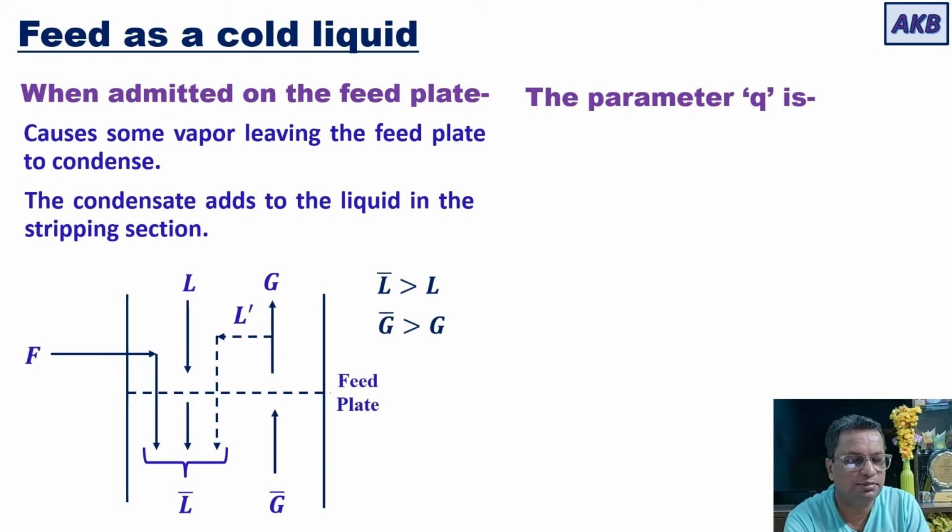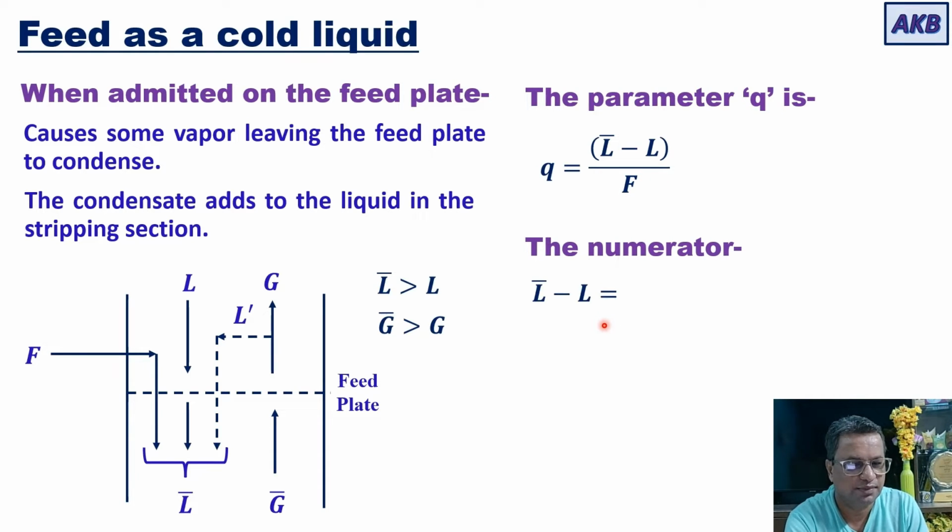Now, the parameter Q, we just understood how it is defined. We'll take this definition. Q is L bar minus L upon F. Now, if you look at the numerator, in the numerator you have L bar minus L. And by looking at the schematic diagram, you can write a simple material balance about the feed plate. So, L bar minus L is equal to the addition of other two liquids, that is liquid in the feed and the liquid that is obtained due to condensation of some of the vapors.